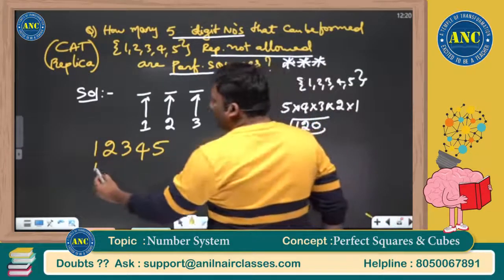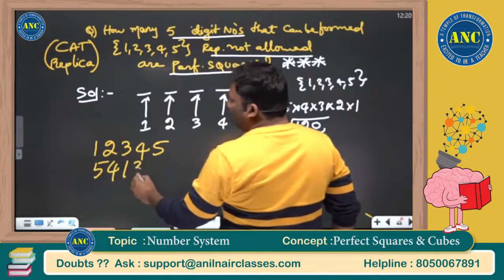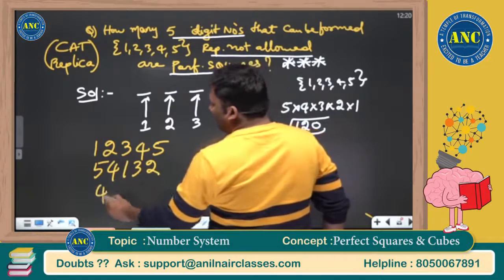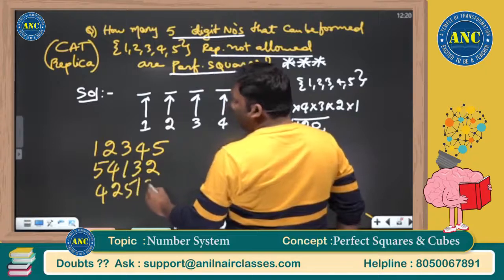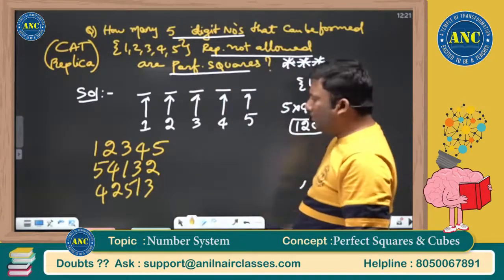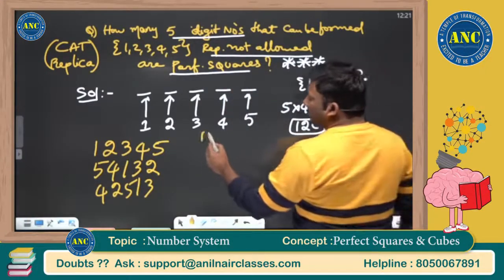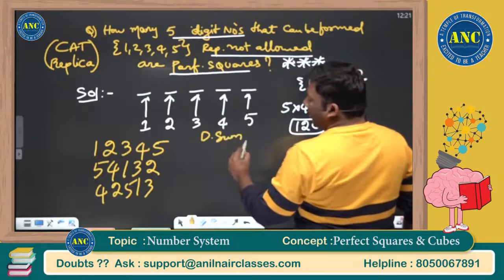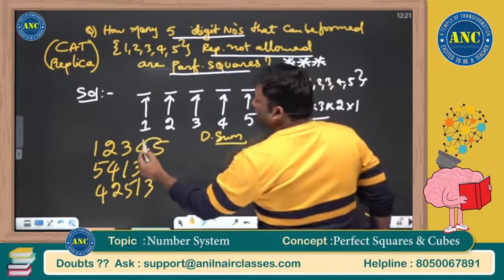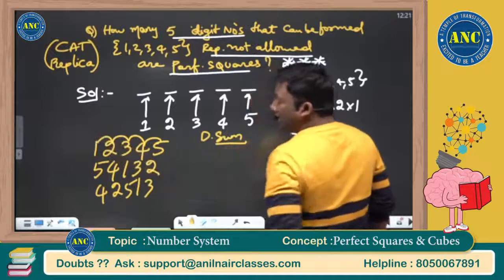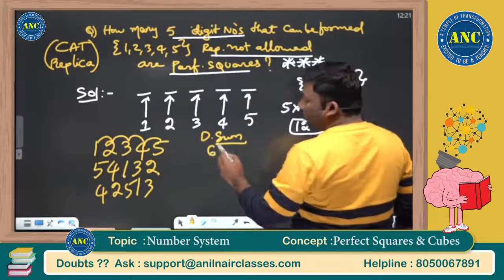A number can also be like this: 5, 4, 1, 3, 2. A number can also be like this: 4, 2, 5, 1, 3. It can be any such number. Please find the digital sum of these numbers. Digital sum is 5 plus 4, 9, 12, 14, 15. 15, it is nothing but 6.